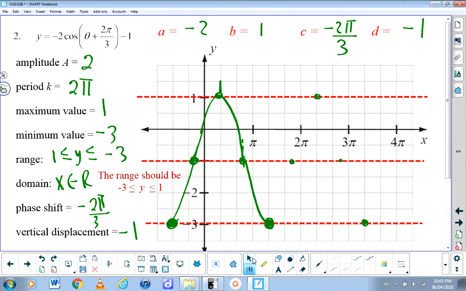I'm not sure it's really necessary. Up, up, down, down. And you could draw as many of these as you wanted to.